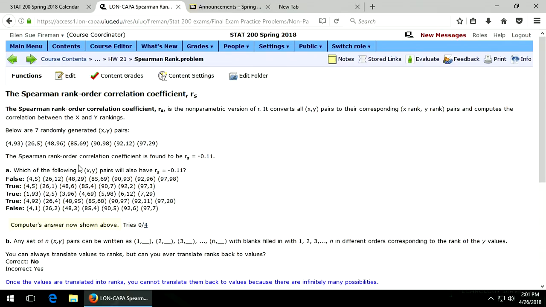This question. So it gives you seven randomly generated XY pairs, and they tell you that the Spearman rank order correlation coefficient is negative 0.11. So that tells you that you don't have all these values, you just have integers between 1 and 7. All these numbers, for example, are in order here. So this is 1, 2, 3, 4, 5, 6, 7.